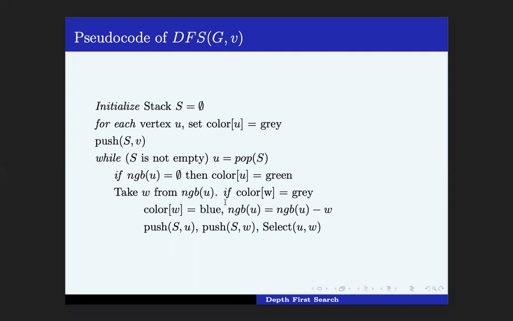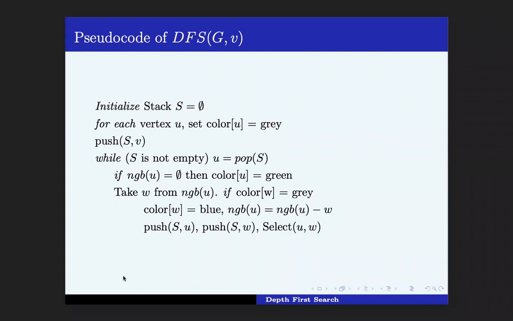If the color of W is gray, meaning W is not visited, then at that time I would color it blue, remove W from the neighborhood of U, and push what? So U has been popped, but I'm not done with U, right? So you push U back, then push W, and we have this separate step, select UW, which is basically the edge that was colored red.